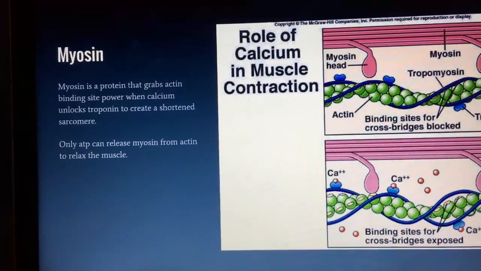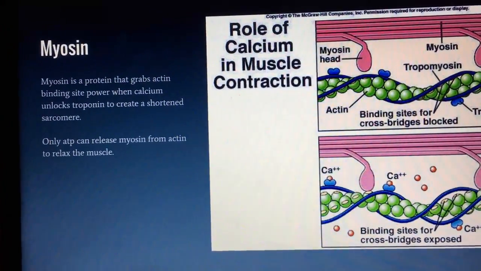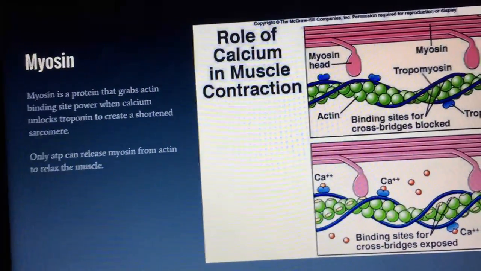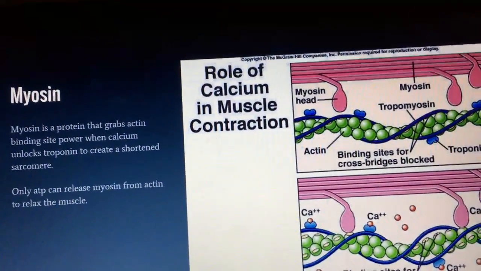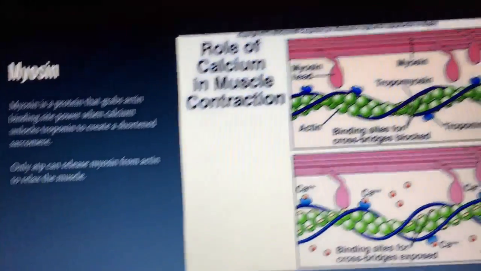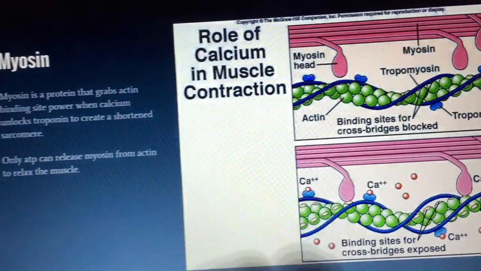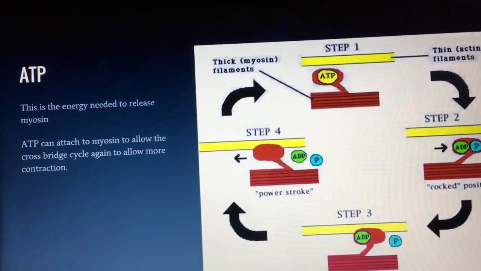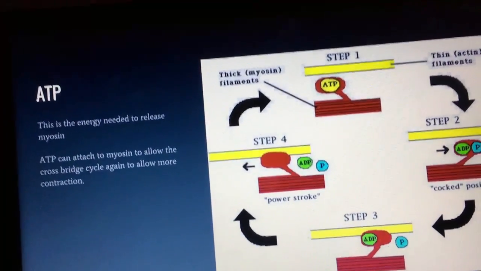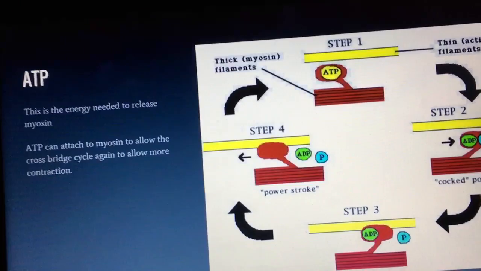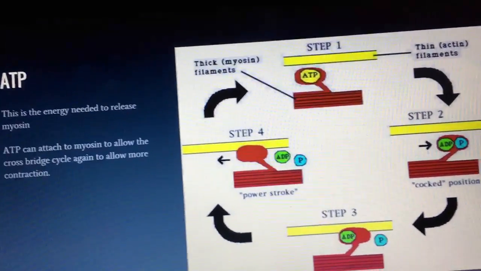Myosin. Myosin is a protein that grabs actin binding power sites when calcium unlocks troponin to create a shortened sarcomere. Only ATP can release myosin from actin to relax the muscle, and it's right up there. ATP. This is the energy needed to release myosin. ATP can attach to myosin to allow the cross-bridge cycle to start again and allow more contraction.